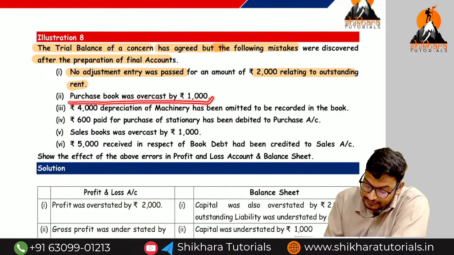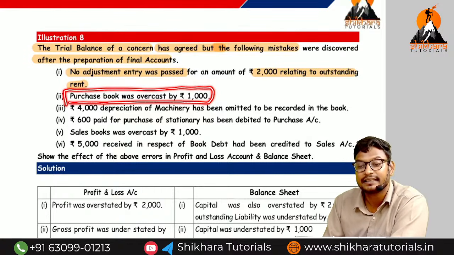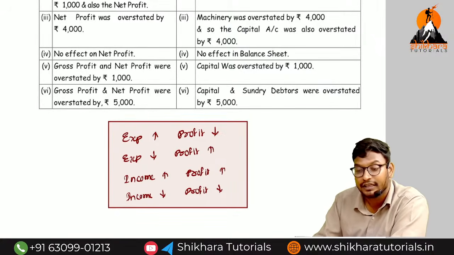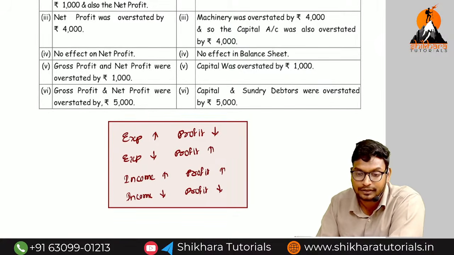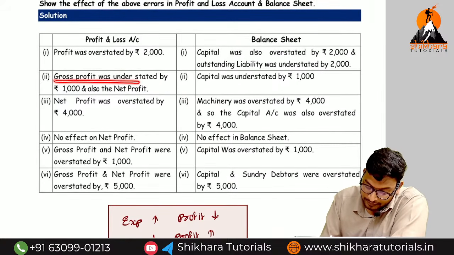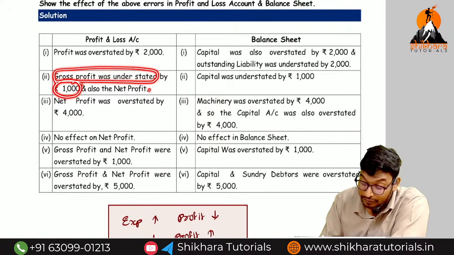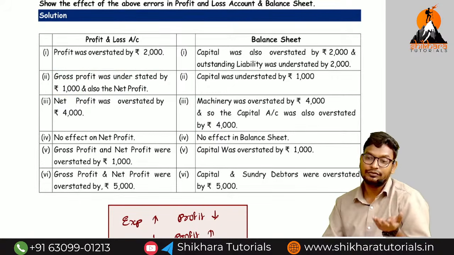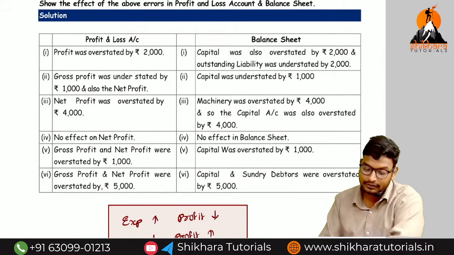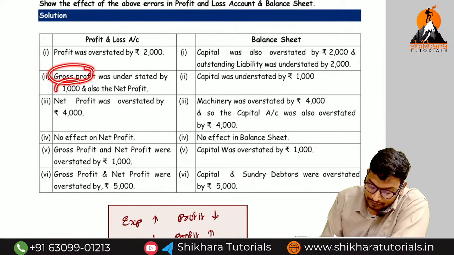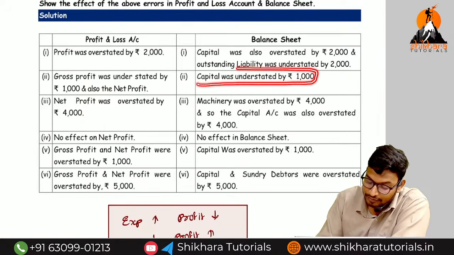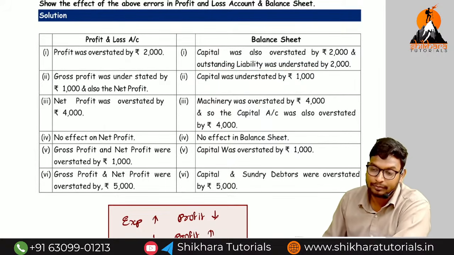Purchase book overcast. Purchase overcast means expenses increase. If the expenses increase, profit decreases. If the profit decreases, capital decreases. Yes or no? So like that we need to answer. Gross profit will be understated by 1000, but no effect on the net profit. Even if you write anything on the debit side of the trading account, if you have recorded it in the P&L account, it will be set off. In the same way, only gross profit will be affected but not net profit. Capital will be understated by 1000 rupees. Are you getting the point or not?